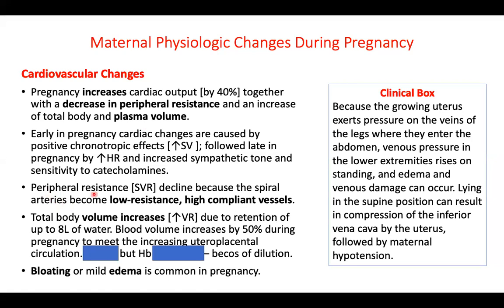Okay, I talked about the peripheral resistance decreases because there's change in the vessels, right? Low resistance, highly compliant vessels. Okay, what happens to the RBC mass? Increase, decrease, stay the same? Increases, good. What about the hemoglobin concentration? Concentration. Decreases, good. It's a really high yield thing to know because of dilutional anemia.